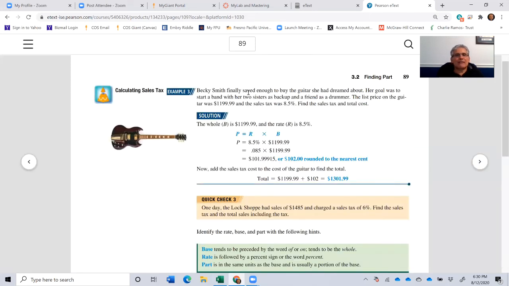So Becky Smith finally saved enough to buy the guitar she had dreamed about. Her goal was to start a band with her two sisters as backup and a friend as a drummer. The list price on the guitar was $1,199. That is the price. The sales tax was 8.5%. Find the sales tax and the total cost.